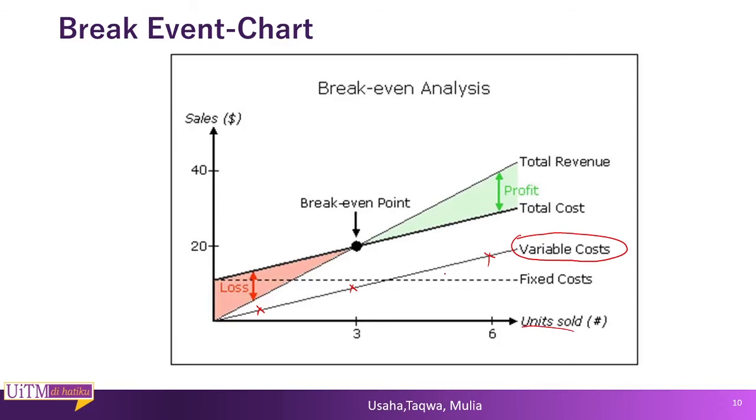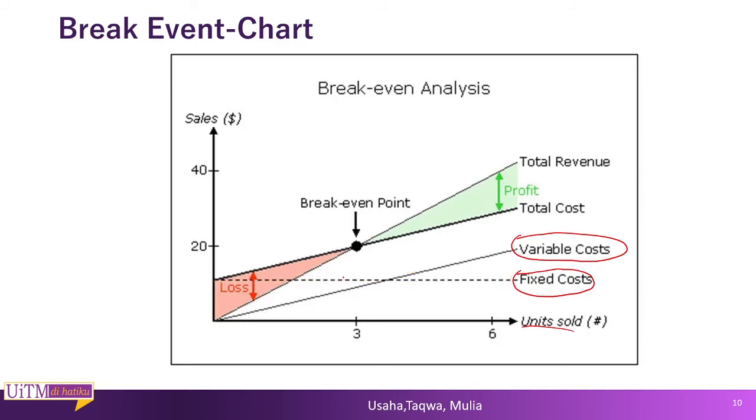Then we need to determine the fixed cost. Over here we can see we have fixed cost. Fixed cost does not depend on the number of production or the number of sales. It doesn't matter along all this line, even if the units sold increase, the fixed cost is maintained.